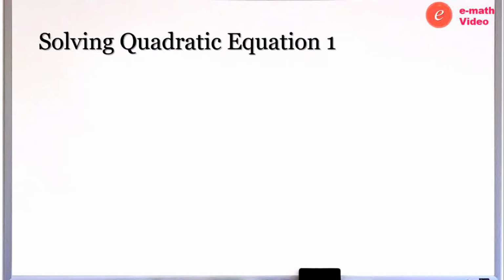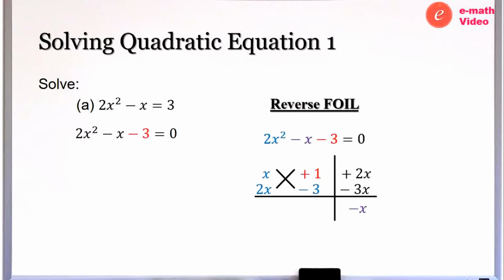We'll quickly solve some quadratic equations using the principles just now. For question A, we subtract 3 from both sides. Factor out using the reverse pointing method. 2x squared is x times 2x, while negative 3 is 1 times negative 3. So that when we cross multiply, the sum of products will be equal to negative x.